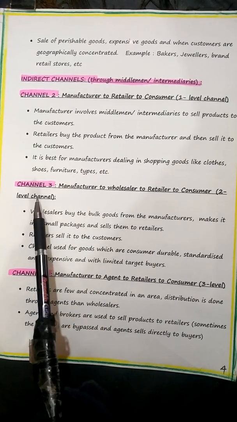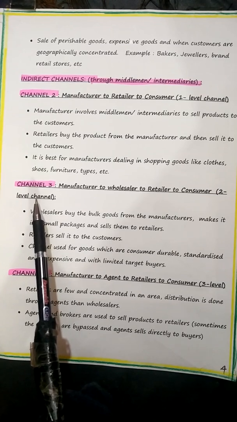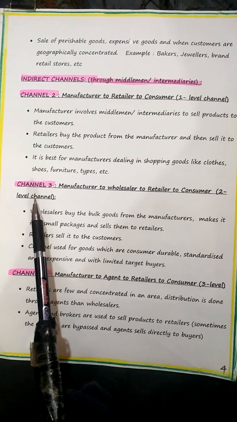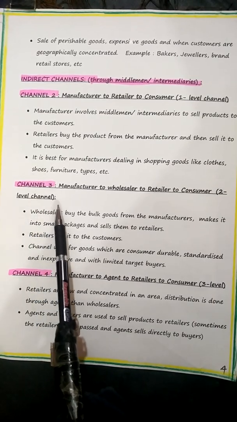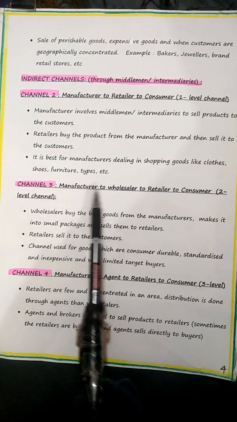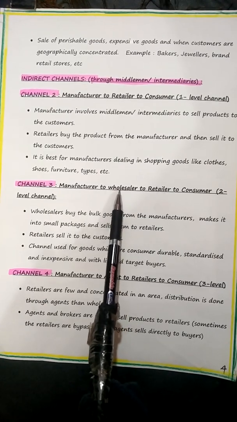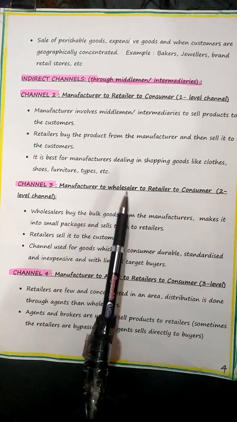What is the second channel? Actually, it's the first level channel. The first level channel is nothing but channel 2. Channel 2 involves the producer to the retailer to the consumer. There's a chain. What is the third chain of distribution? The third chain of distribution is from the manufacturer to the wholesaler. The wholesaler is also called a distributor. Please make a note here: distributors to retailer to consumer. Second level channel. Please note down, children.